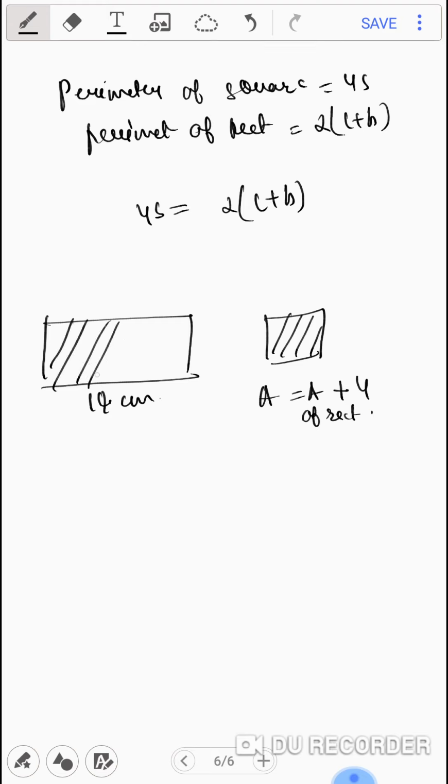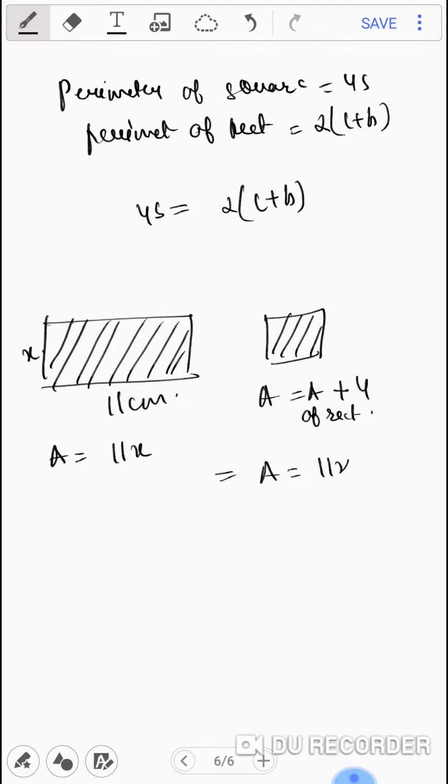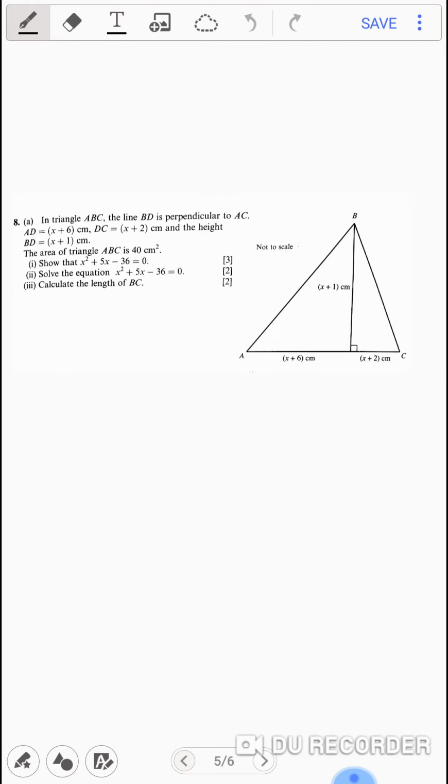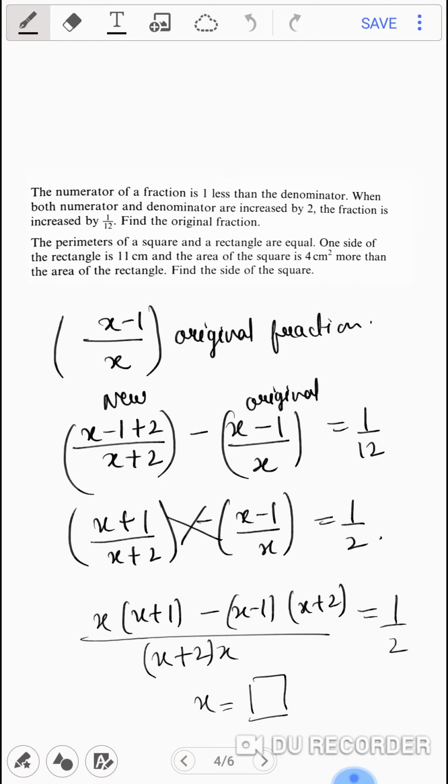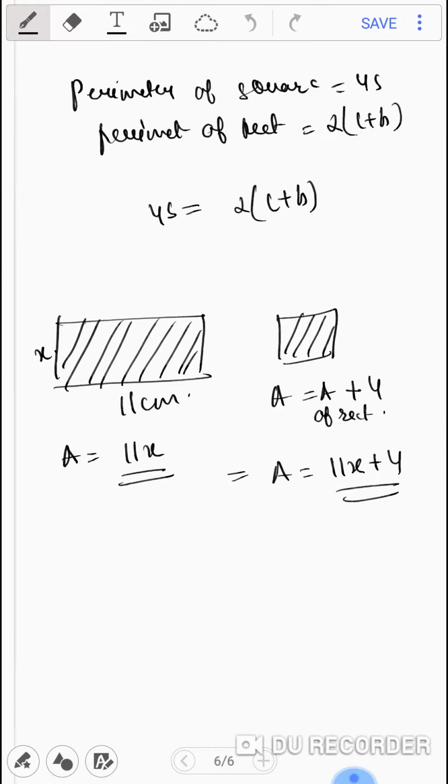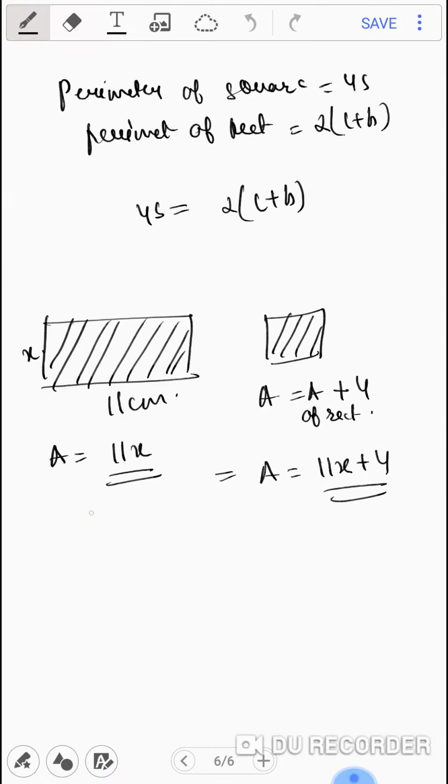We do not know the other side of the rectangle here, but we know that this side is given as 11. This side we do not know, so we'll keep it as x. So the area will be 11x, and here the area of square will be 11x plus 4. Let's read: find the side of square. We have this area and this area, and you have to find the side of square.